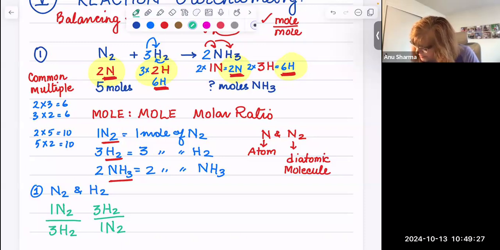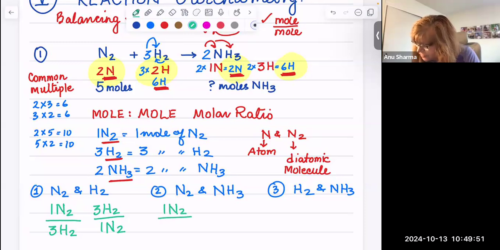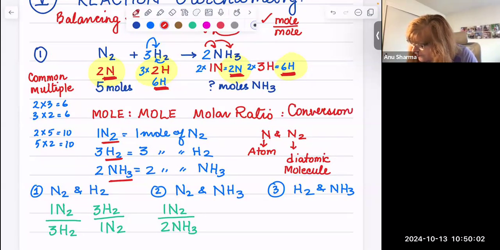Okay, next, the other relationship is between nitrogen and ammonia, so nitrogen and NH3. And the third one is the relationship between hydrogen and NH3. So all these ratios you can write. Got it? So here it is 1 nitrogen over 2 NH3. And these are the conversion factors also. So a mole to mole ratio is also called a conversion factor.